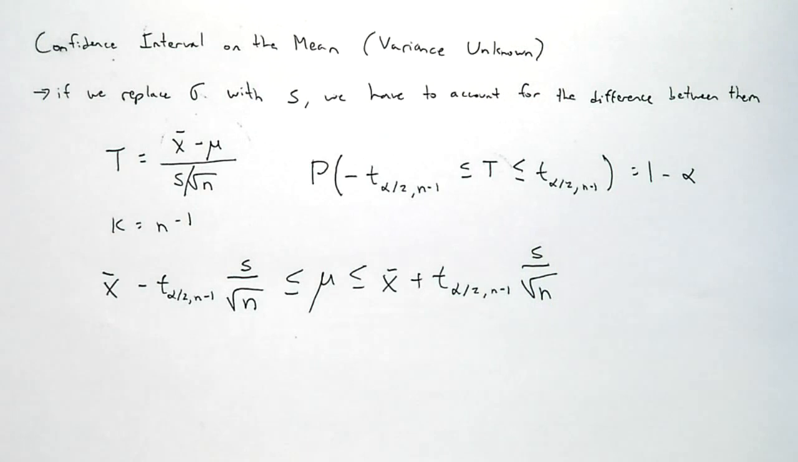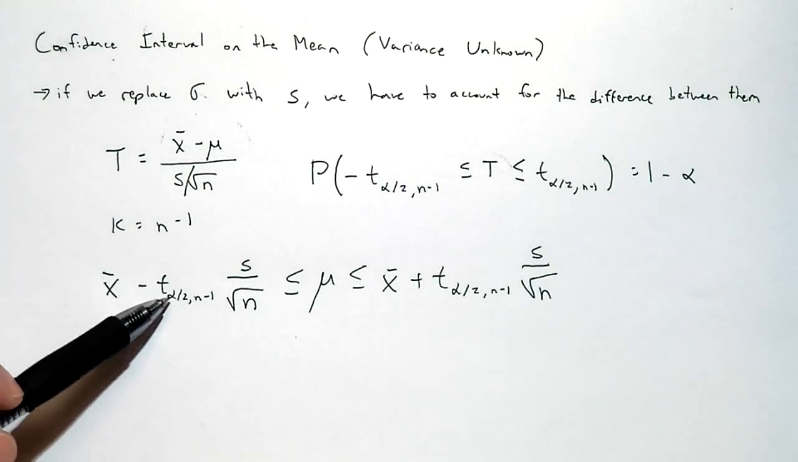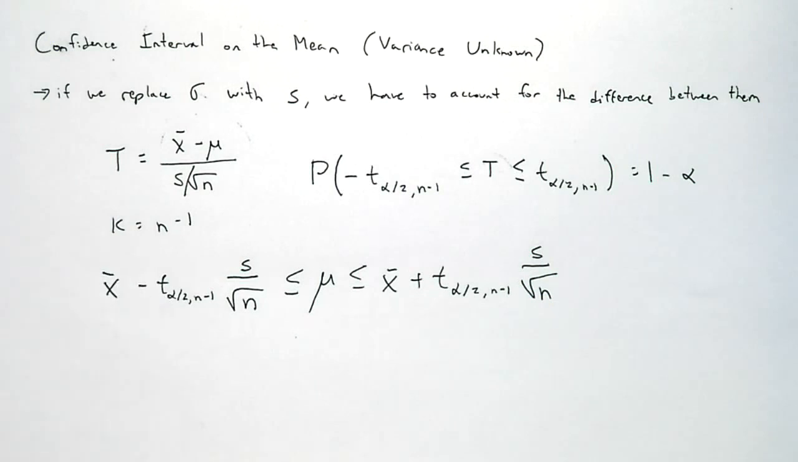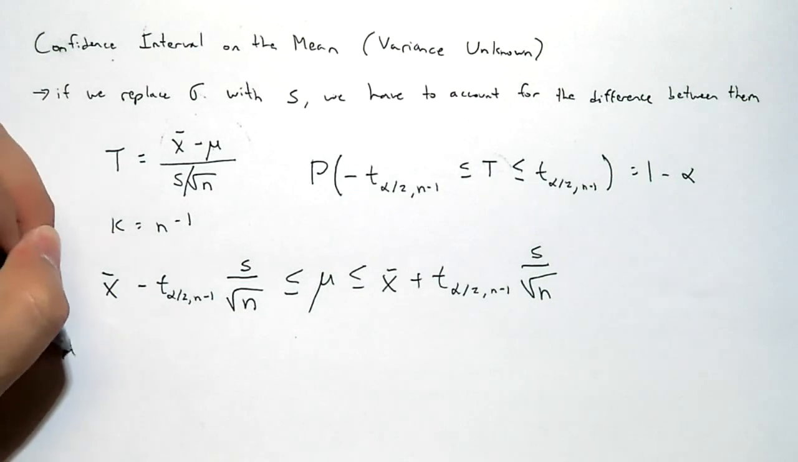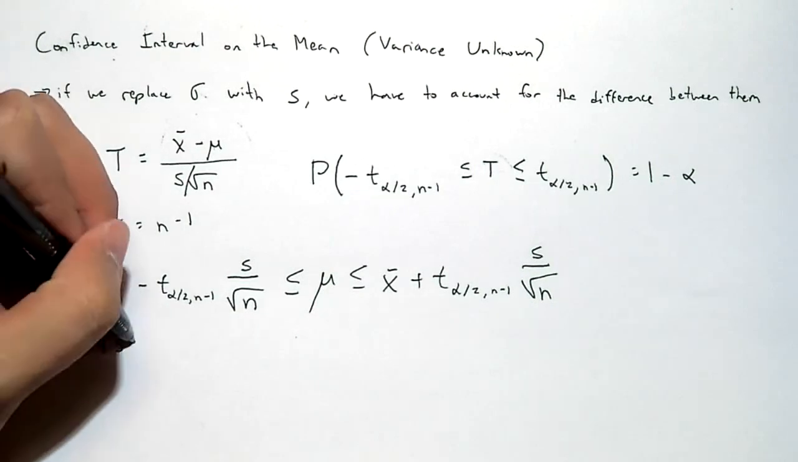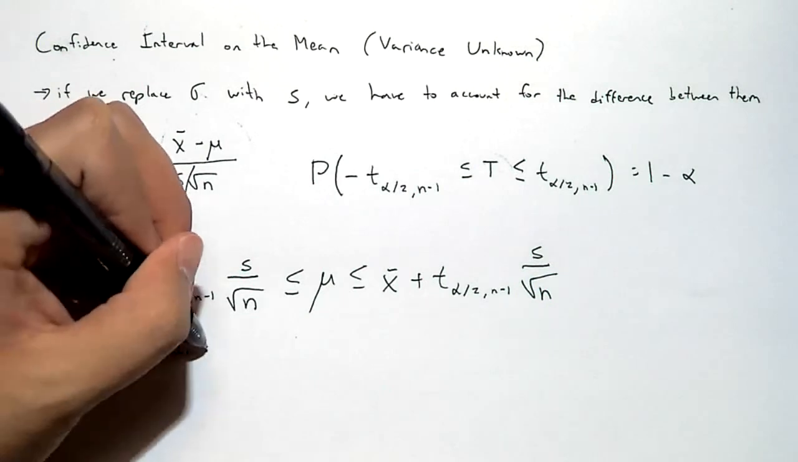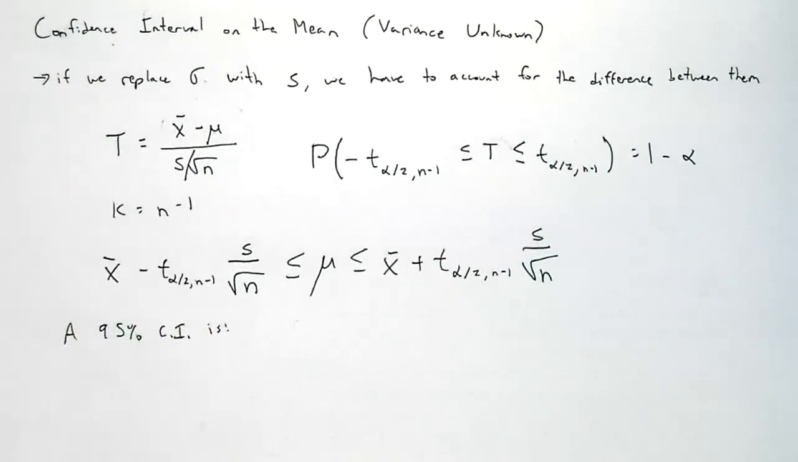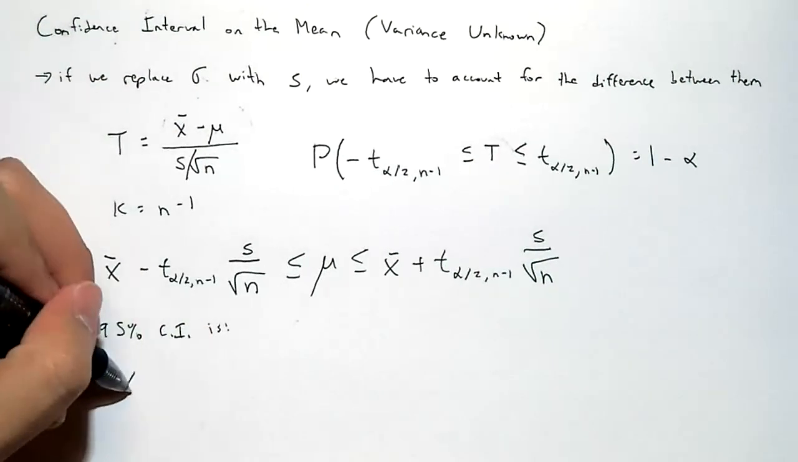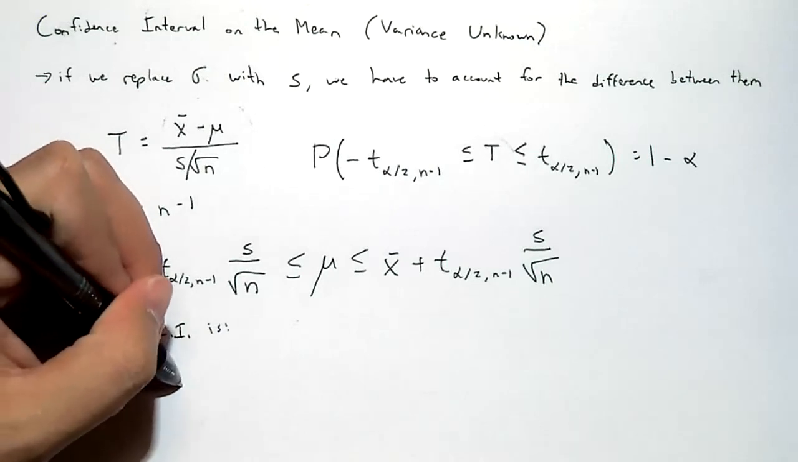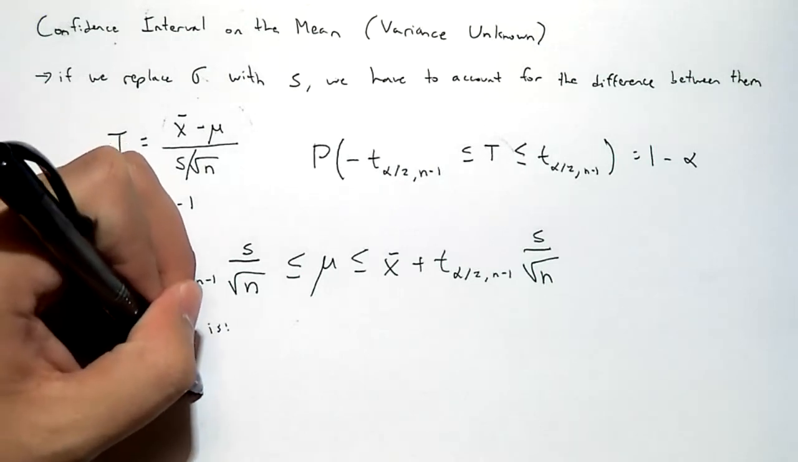Of course, for a 95% confidence interval, that alpha will be 0.05, and therefore this will be the t-value of 0.025 for n minus 1 degrees of freedom. So, because we want to focus on 95% confidence intervals, the 95% confidence interval will be the following.